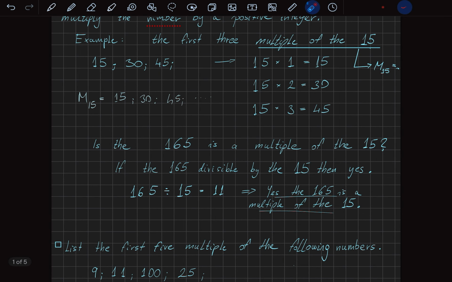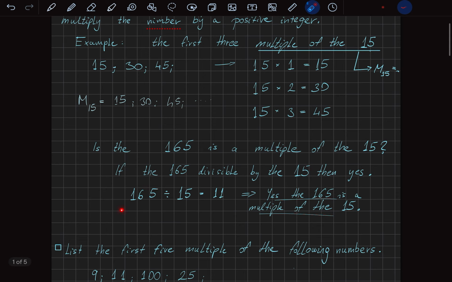Also, we can ask the question, is 165 a multiple of 15? Or any number a multiple of another number? If we can divide 165 by 15, then yes. We can check it with the calculator, or we can just divide, or we can use the Bastap method. I use the Hungarian method. To me, it's easier. I also know the Bastap method. I will show you later how we can use the Hungarian method.